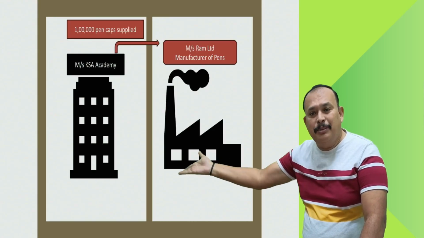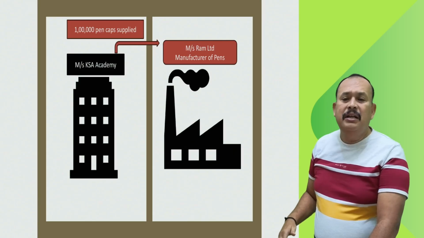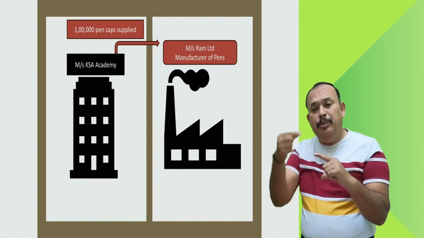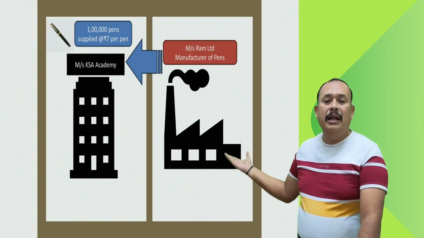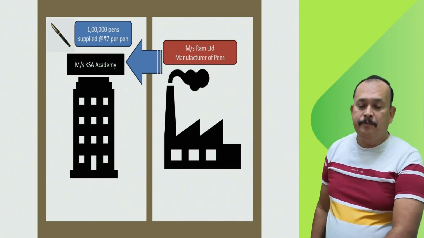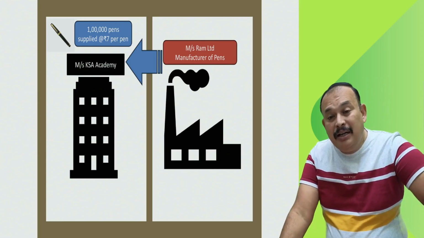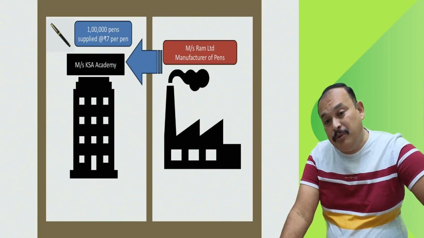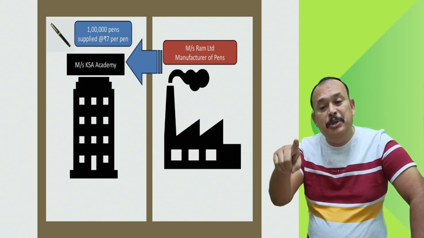Hey RAM Limited, take the pen caps, please come to the manufacturer and send the goods to us. Then RAM Limited took the 1 lakh pen caps, attached them to the pens already produced without caps, and supplied the full product, 1 lakh pieces. Now, at what price will they supply? Not 10 rupees per piece, because the 3 rupees cost is paid by KSA Academy from their own source. Therefore, RAM Limited sells the goods at 7 rupees per piece.